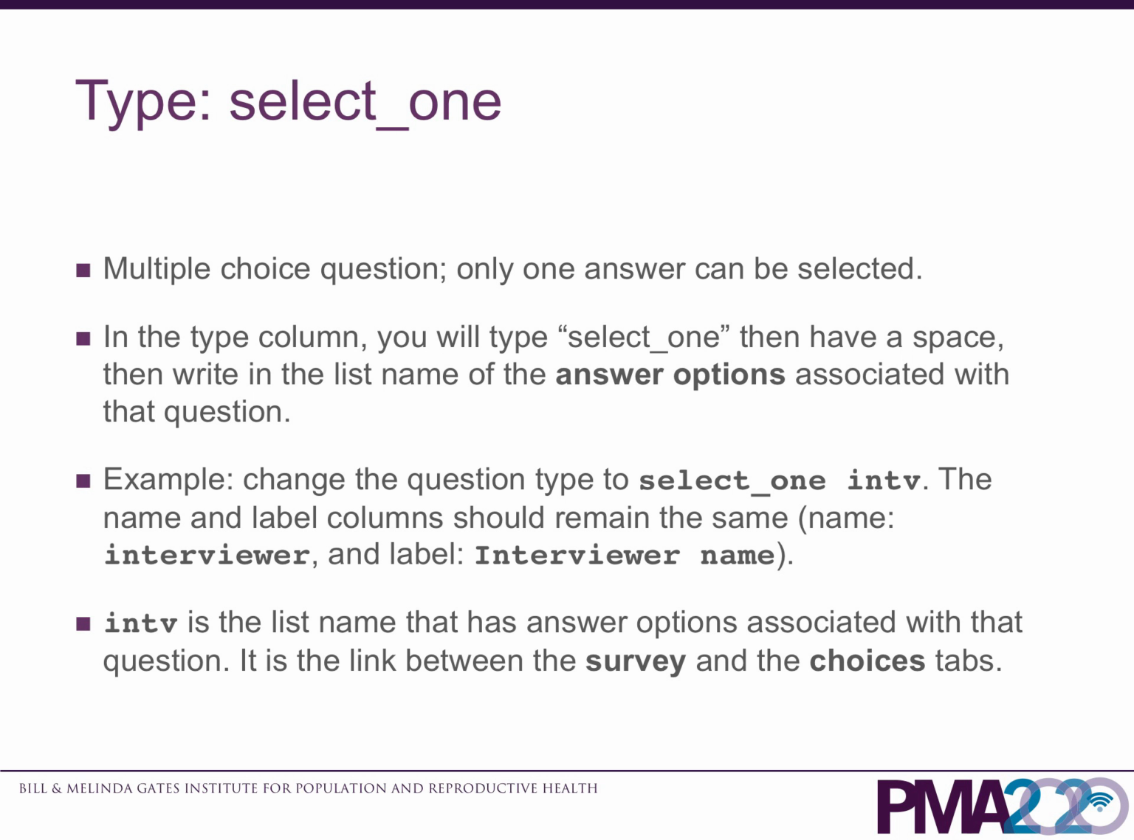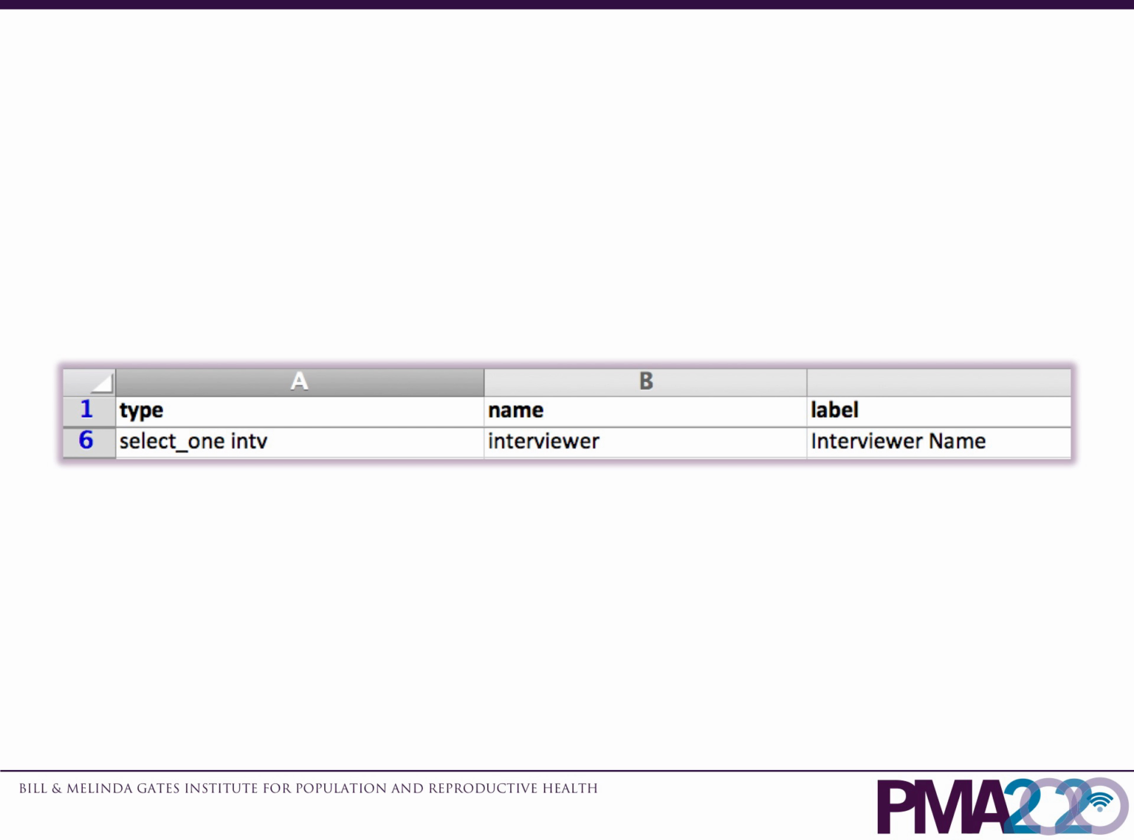So now I would like you to go into the row that you just made about interviewer name and change the type from text to select_one. After you type in select_one, make 1 space and write INTV, short for interviewer. Please pause the presentation and do that. This is what your row in Excel should look like.